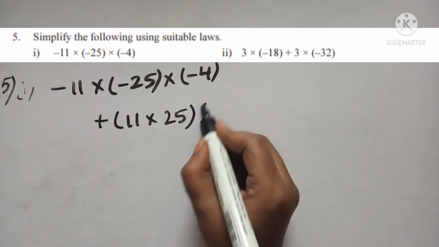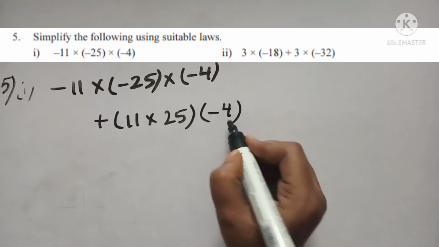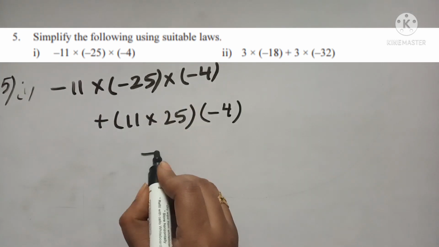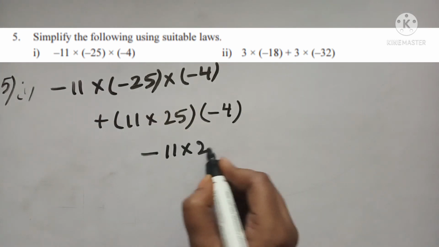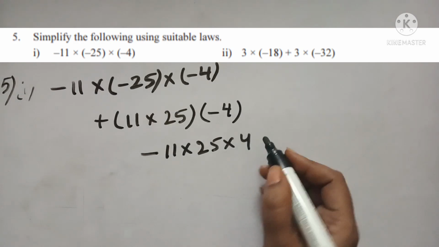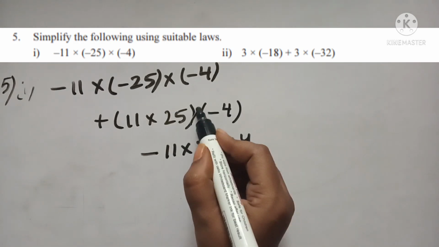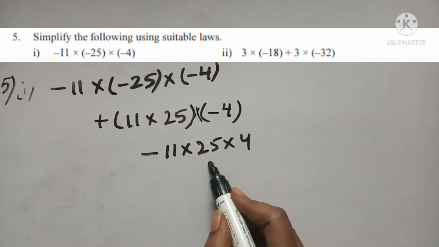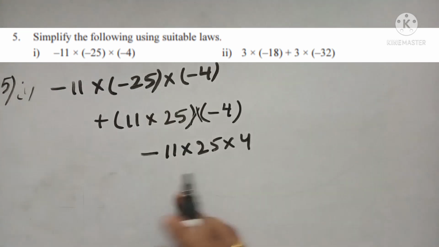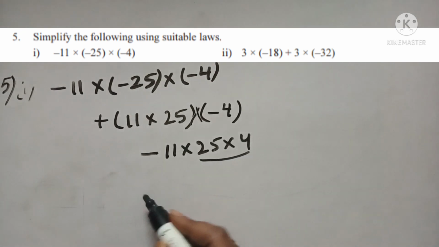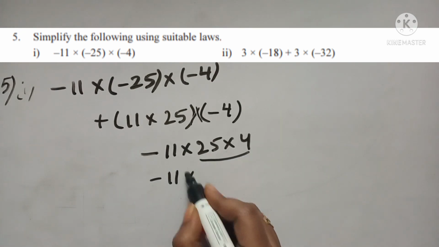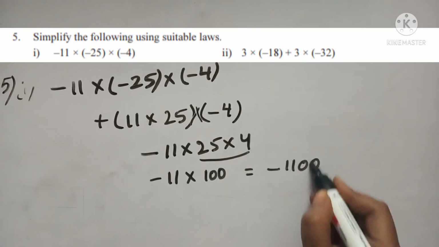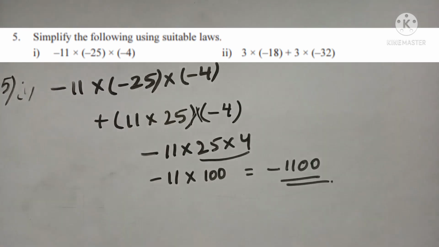So again we have to multiply with minus 4. Plus into minus is minus. So minus 11 into 25 into 4. Let us multiply 25 into 4. How much do we get? Minus 11 into 100, that is equal to minus 1100. That is the answer.